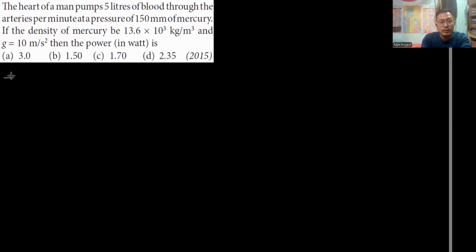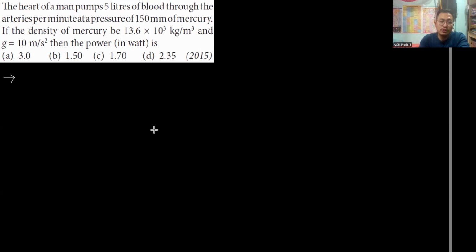Question number 56. In a human heart, the heart of a man pumps 5 liters of blood through the arteries per minute at a pressure of 150 mm of mercury. If the density of mercury is given and g is equal to this, then the power is what?